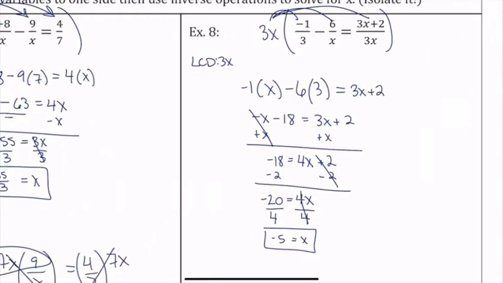Our last one here. I had a least common denominator of 3x. So I multiplied everything times 3x. For this one here, the 3's would cancel, and I would have just negative 1 times x left. For this one here, my x's would cancel, and I would have 3 times negative 6 left. And then for here, the full 3x would cancel, and I would have 3x plus 2 left. And then from there, same steps as before, the other like steps of solving.